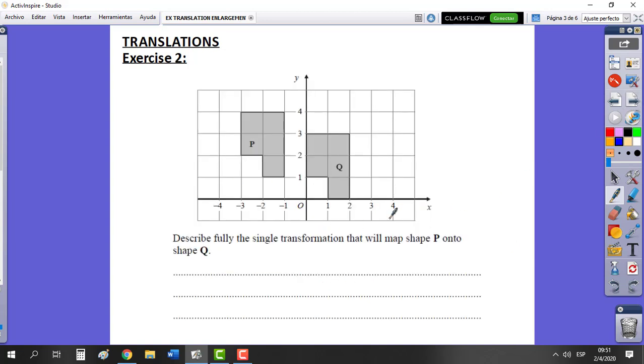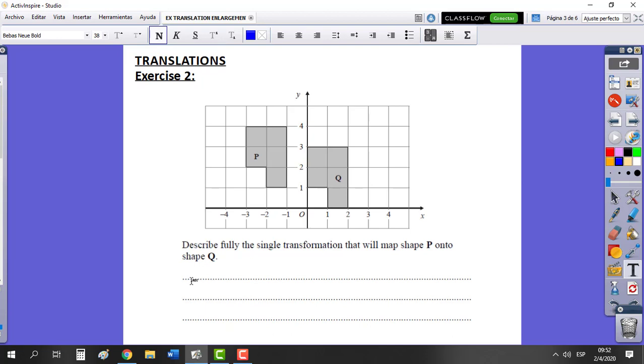This example is for us to identify. And when they tell us describe fully the single transformation that maps P onto Q, first we need to know it is a translation. The shape hasn't changed, it just moved on the plane, so it is a translation. The only thing we have to give is the vector, so we have to write that it is a translation by the vector, and we have to give the vector.